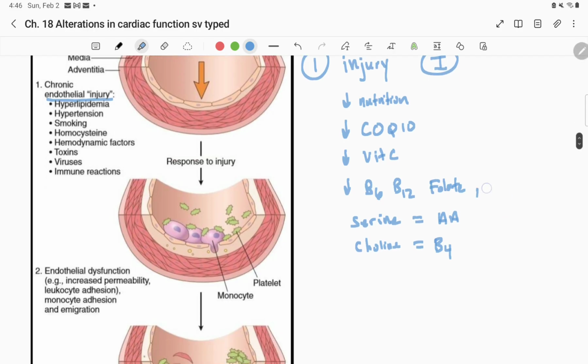Okay, you also need B1, which is thiamine, and omega-3s, which is an essential fatty acid. Okay, you need vitamin A, D, E, and K, especially the vitamin E and the vitamin D for healthy blood vessels. That allows them to maintain their flexibility and allows, okay, all these together allow the blood vessels to expand.